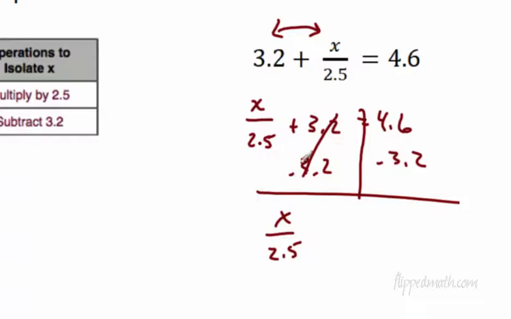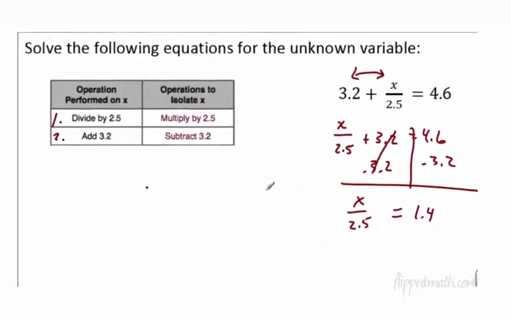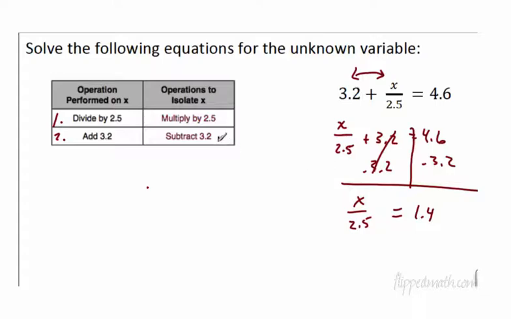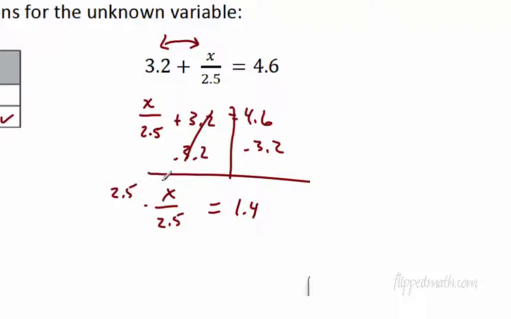The 3.2 and the negative 3.2 cancel. The equal sign comes down. And we have 4.6 minus 3.2. That's going to be 1.4. So now what? Now we already did this, multiply each side by 2.5. So this becomes a one-step equation. It's just like the other equations that we just solved in 3.1.